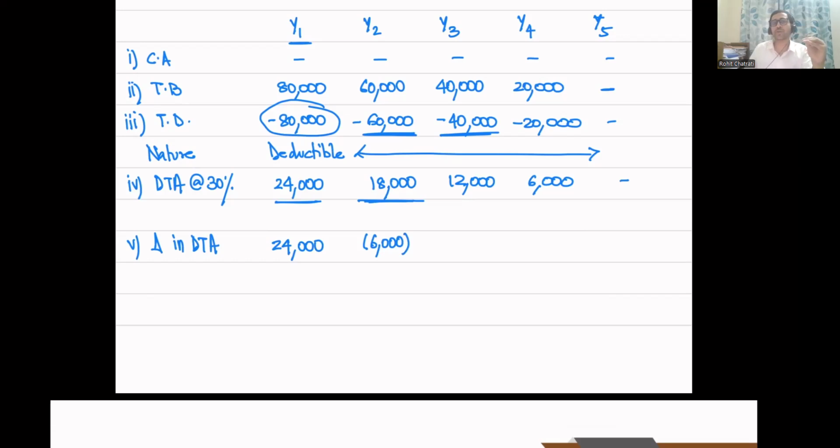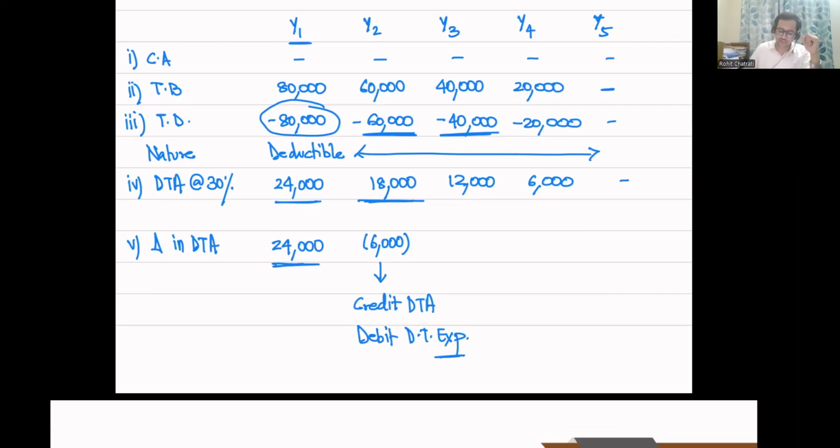When my asset reduces, I credit deferred tax asset and I debit deferred tax expense. All right. When my deferred tax asset is reducing, I credit DTA and I debit deferred tax expense. So that is the reason I'm plotting it as negative. Negative basically denotes that it is an expense. Positive represents that it is a benefit.